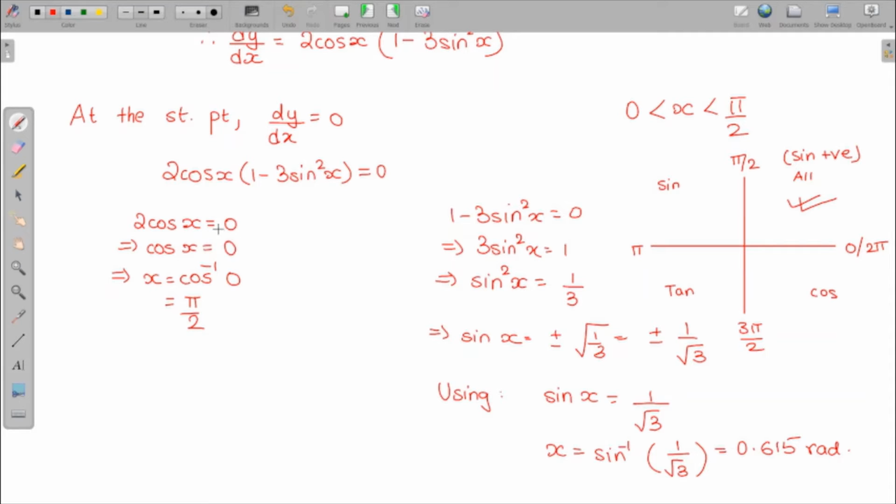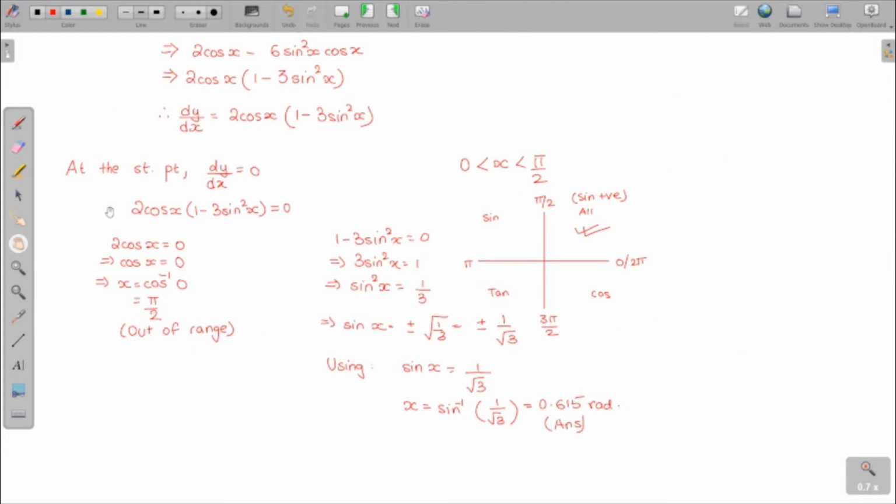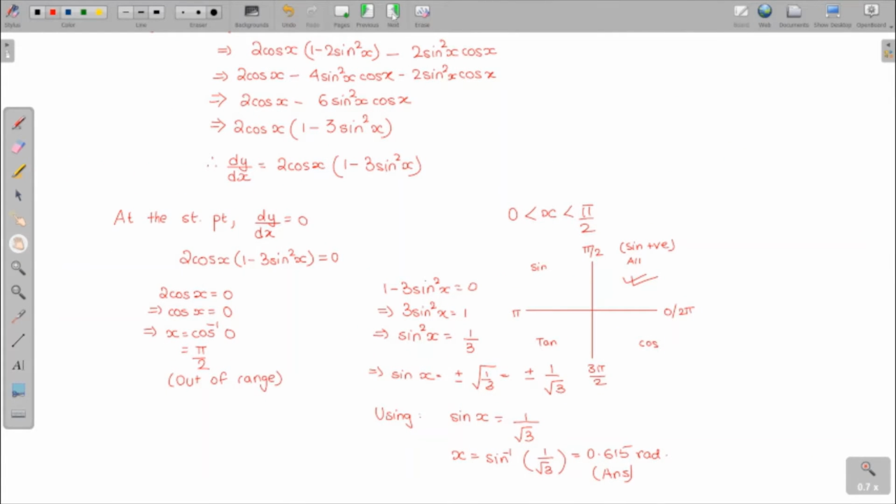Okay, so if you look at our previous answer, we had got pi by 2, but see, according to the range, x should be less than pi by 2. It is not given like this. It is not x less than or equal to pi by 2. If the question mentioned less than or equal to, then we could have taken this other x value, but since it is x less than pi by 2, this is out of range. And we have only one value for x, and that is x equals 0.615 radians, and that is the answer for question number 1. So now we can move on to the next question.